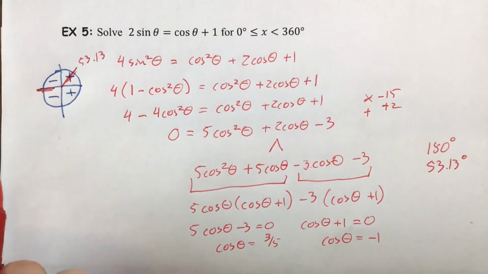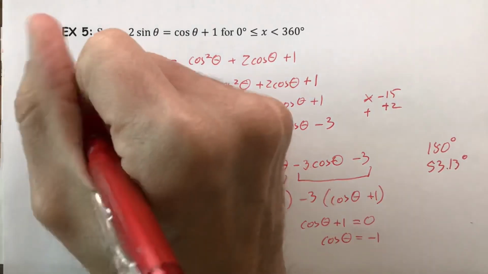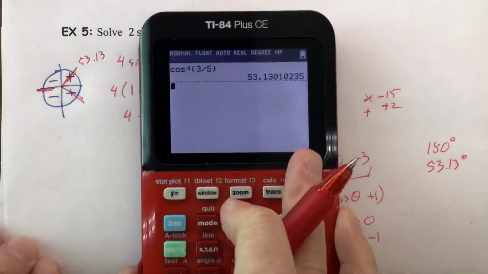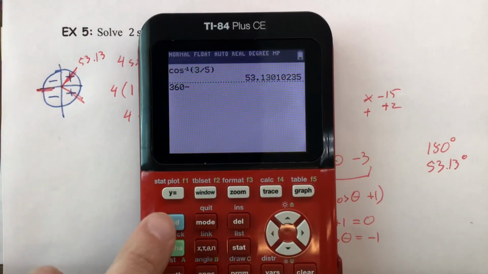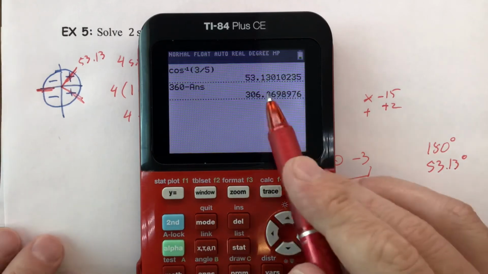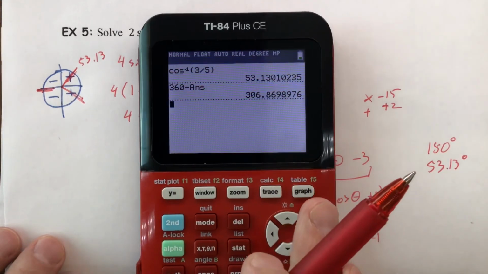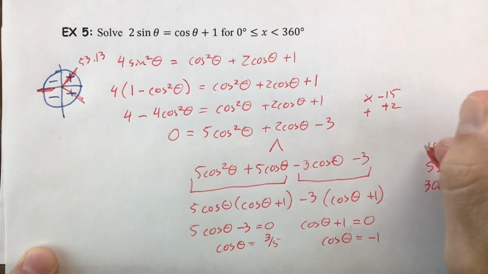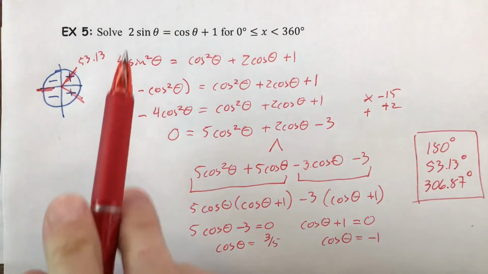All right, and then the other quadrant that is positive for cosine is down here, so we need to subtract that from 360. We get 306.87. And those will be the solutions to this equation.